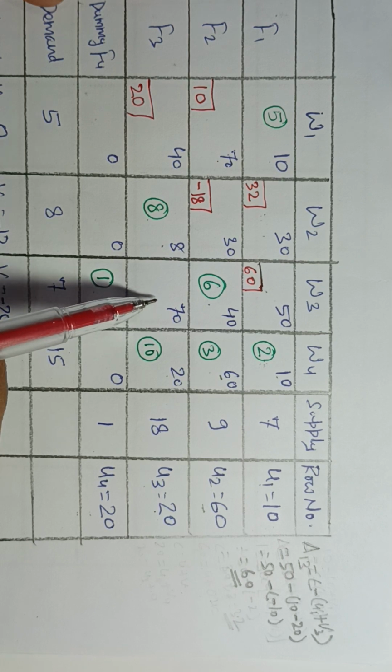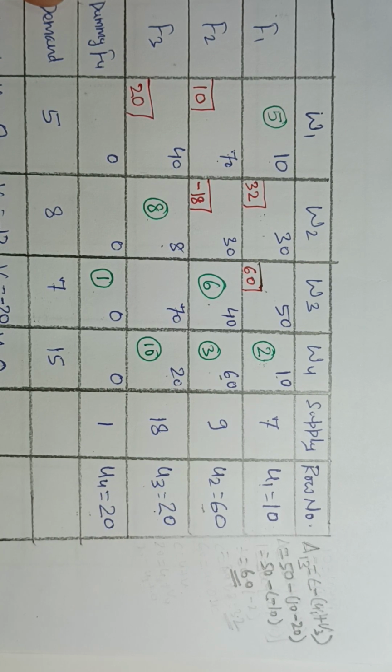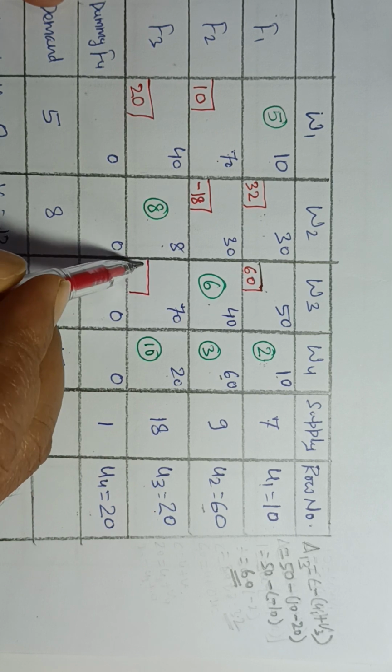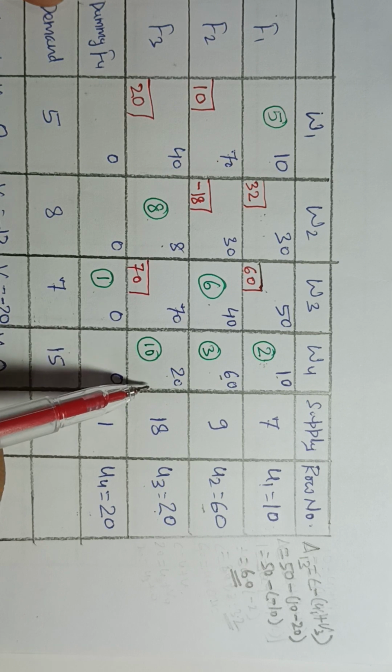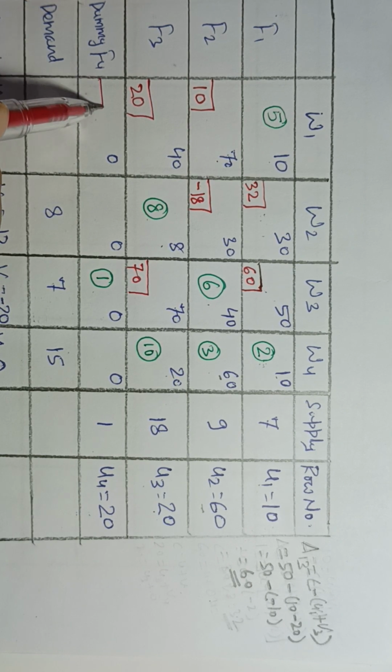We'll go for calculation of opportunity cost for this cell, that is F3 and W3. Here 70 minus 20 minus 20. 20 minus 20 is 0, and this will be 70. 70 minus 0 is 70. So here we will write 70. Here we have 0 minus 0 minus 20, 0. So here we will have the opportunity cost minus 20.